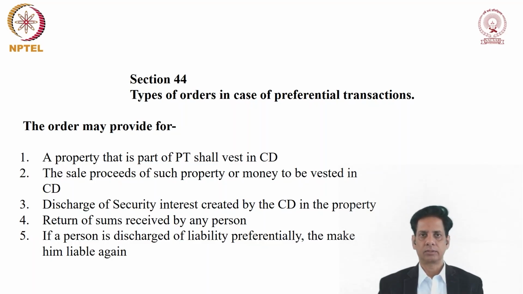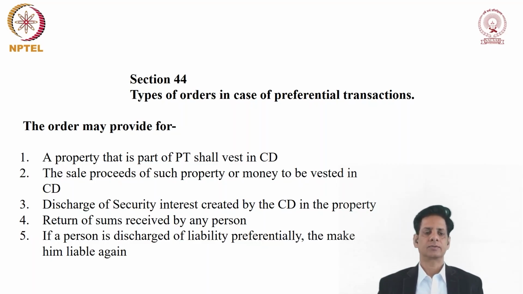Second type of order that adjudicatory authority can pass is, whatever sale proceeds have been received by the corporate debtor or transferor, that sale proceeds will now be part of the liquidation estate and hence will be equally shared by the parties as per section 53. Next one is, if there is any security that is created, such security interest will be discharged and hence the secured property will be free in the hands of the corporate debtor.